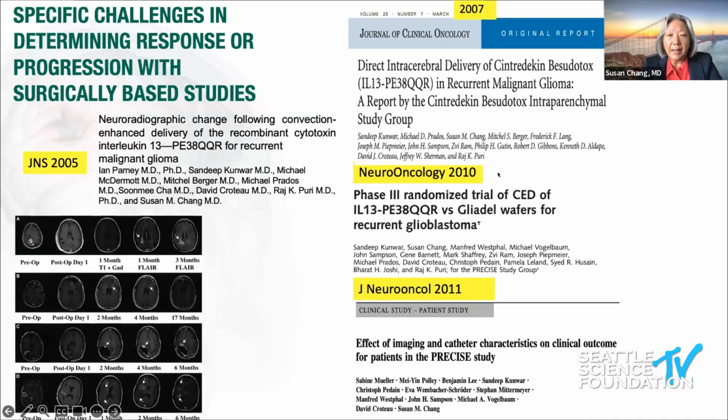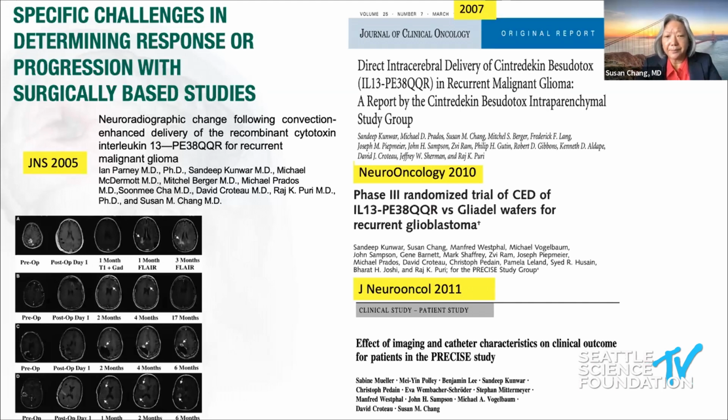And probably even with surgically based studies where we try to deliver drugs directly into the brain, that is also associated with potential difficulty in assessing pseudoprogression versus true progression of disease. These are just some examples of work that was done very early on, looking at convection-enhanced delivery and direct intracerebral delivery of drugs, where we can recognize that there are specific imaging and catheter characteristics that we can see as a result of this intervention.